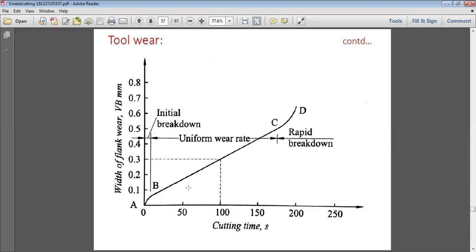And after that, as the cutting time exceeds the value of 180 or 190 seconds, there is a very much increased rate of flank wear in this case, and it will result in the rapid breakdown of the tool also. Clear? So it is being done in a number of stages.